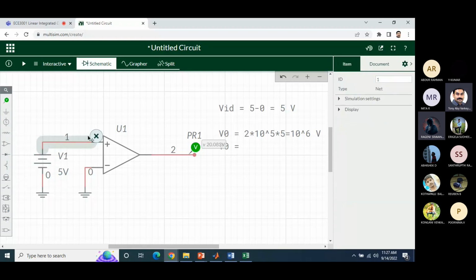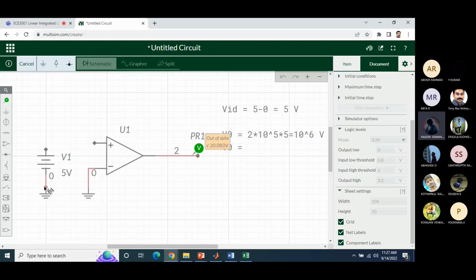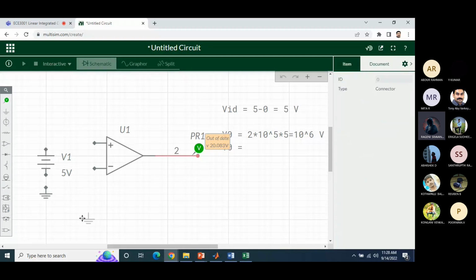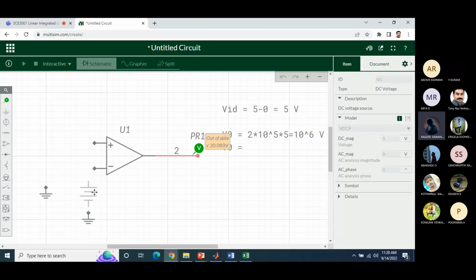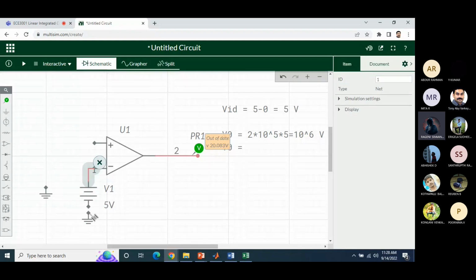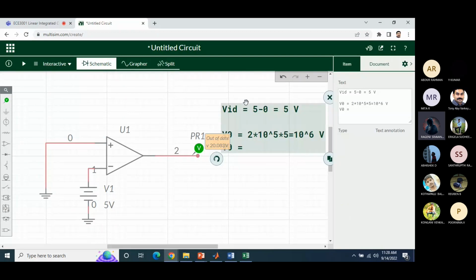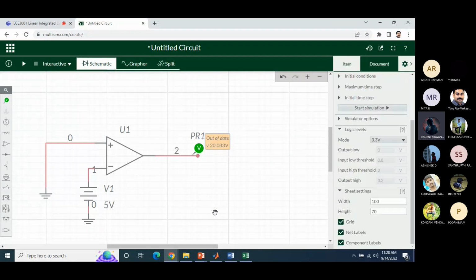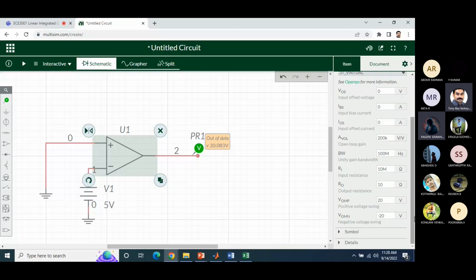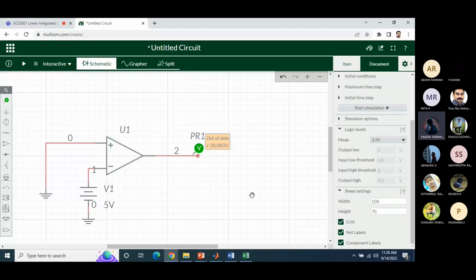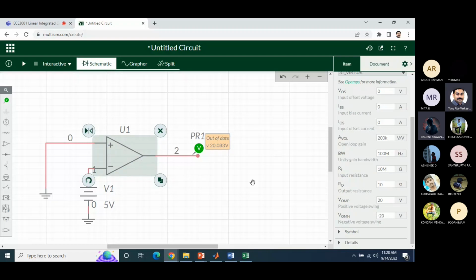Now I'll change this. Suppose I am connecting 5 volt here and 0 volt here. Can you tell me what will be the output? Any idea? 5 volt I am giving to the inverting terminal and 0 volt I am giving to the non-inverting terminal, and this supply is 20 and minus 20. What will be the output? Can you tell me? Anybody? Any guess?